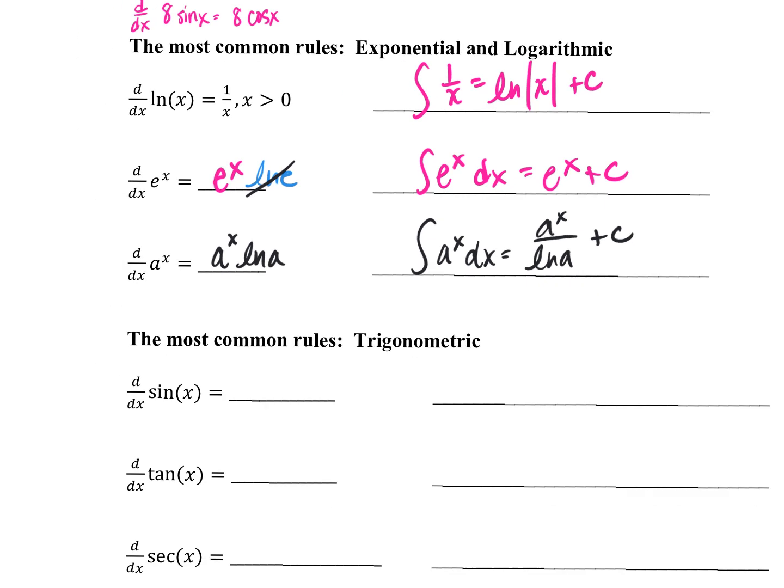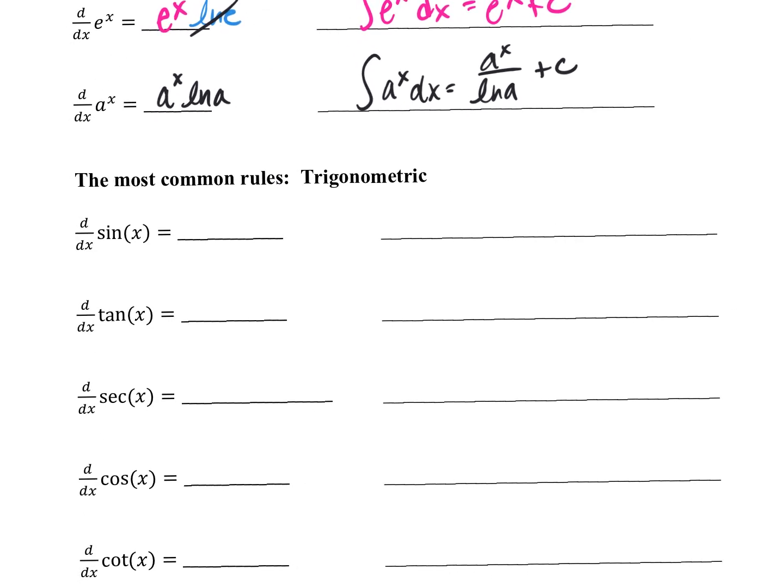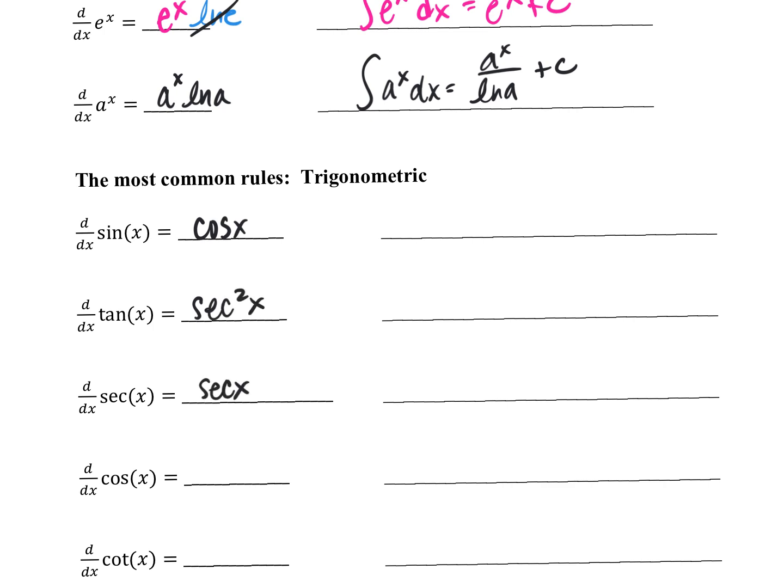Okay, I want to practice these guys real fast. Let's remind ourselves, derivative of sine. Great, derivative of tangent. Secant squared, derivative of secant. Secant x tangent of x, and derivative of cosine. Beautiful. You guys are very good.